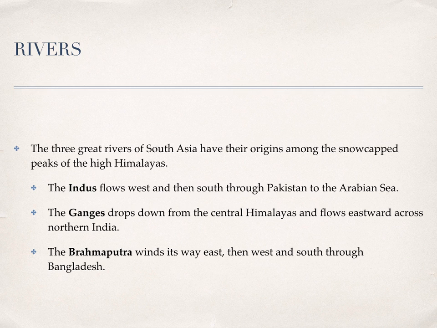The Indus. The Indus flows west and then south. Basically, it flows through Pakistan to the Arabian Sea. It's supported many, many ancient civilizations. Big farming, agricultural area. Not to be outdone, you have the Ganges River, which drops from the central Himalayas and flows across northern India. And also the Brahmaputra nearby, which goes east and west and then finally flows south through Bangladesh. So you have the Indus, the Ganges, and the Brahmaputra.